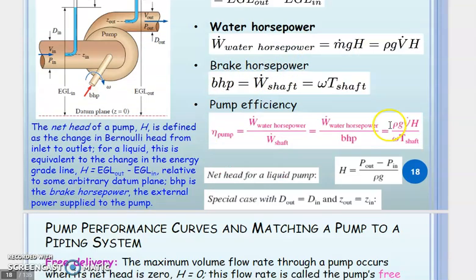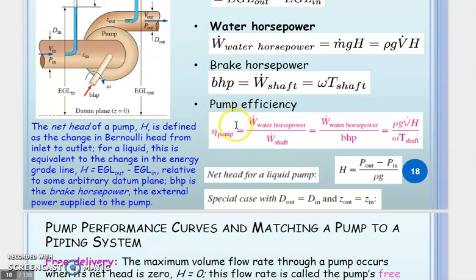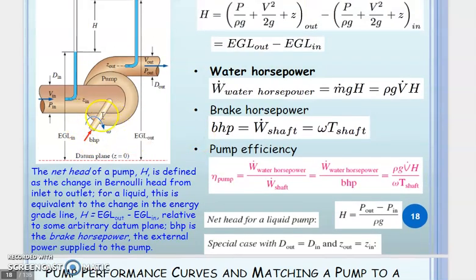For pump efficiency, in order for us to determine it, we need to know what the input and what the output are. The input will be a rotating shaft that rotates the impeller, giving energy to the fluid. The output will be the water horsepower. So the efficiency of a pump is rho G Q H divided by T omega.